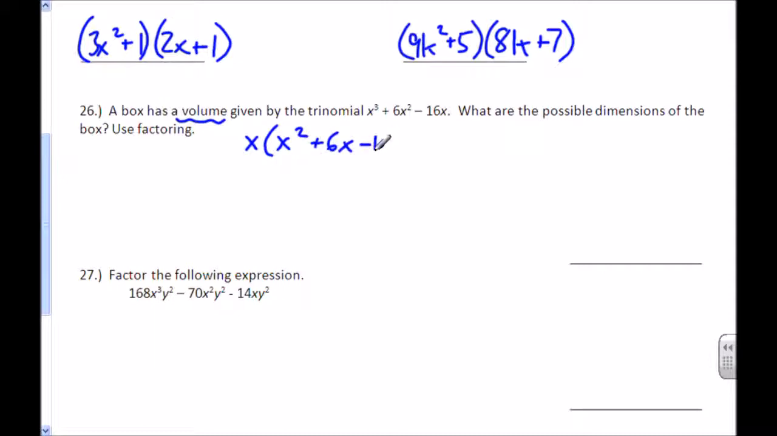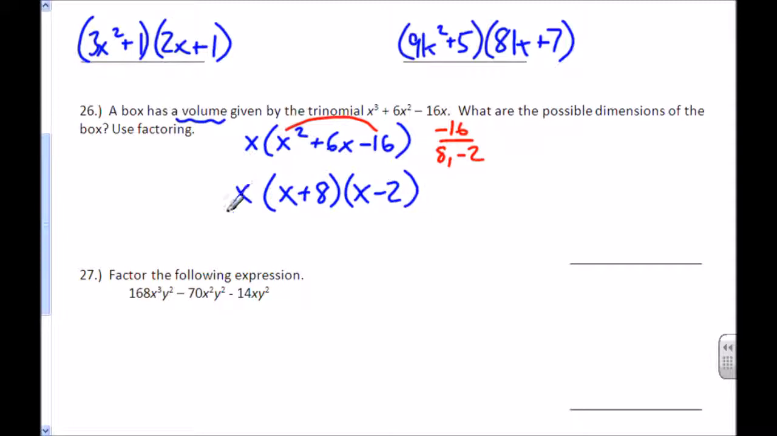And now I take that trinomial that's left in my parentheses, I build a bridge, that's a negative 16. 2 numbers that multiply to a negative 16 but add to a positive 6 are a positive 8 and a negative 2. And so now with that, I can use my shortcut because there's a 1 out front, so it factors into an x plus 8 and an x minus 2. And now this x just tags along for the ride. And so these are my 3 possible dimensions, x, the x plus 8, and the x minus 2.